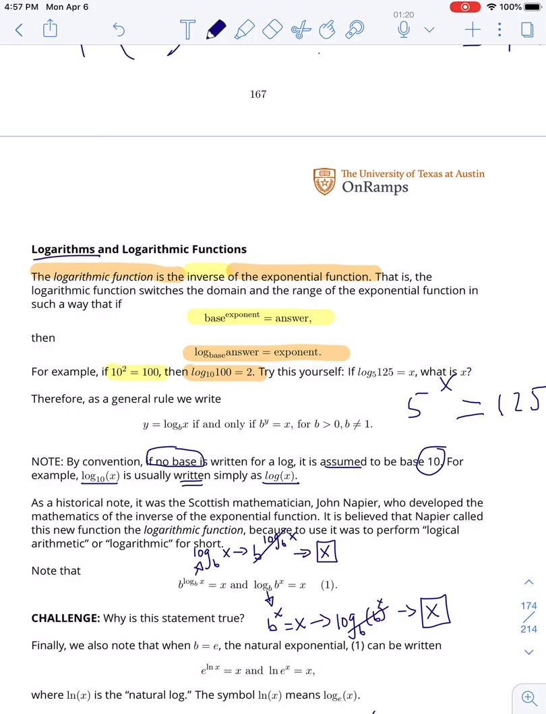And right here is where you kind of get a reason why they jump into logarithms. It says in this first sentence, the logarithmic function is the inverse of the exponential function. Well, inverse once again means a flipping of the roles of the x and the y's. Or as the college says, that is, the logarithmic function switches the domain and range, the x and the y's, of the exponential function. So however the exponential behaves, the logarithm kind of flips that stuff around on its head.